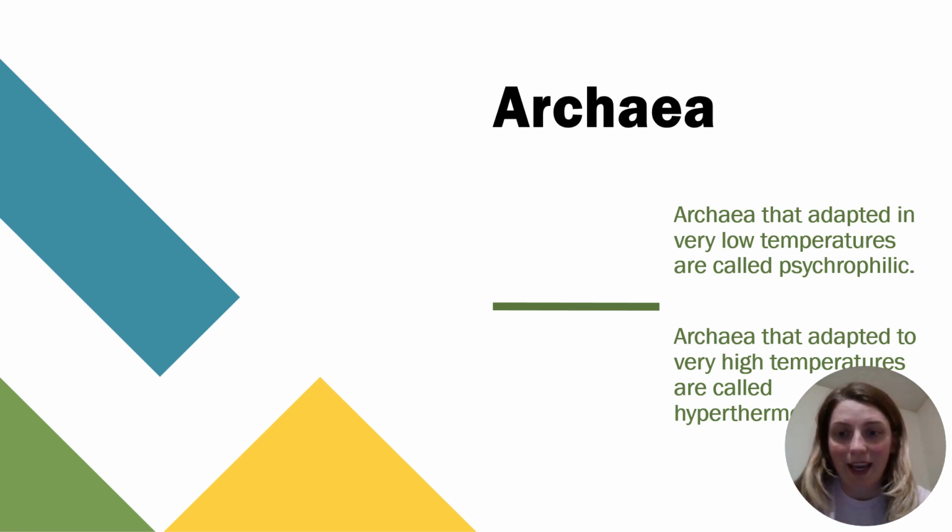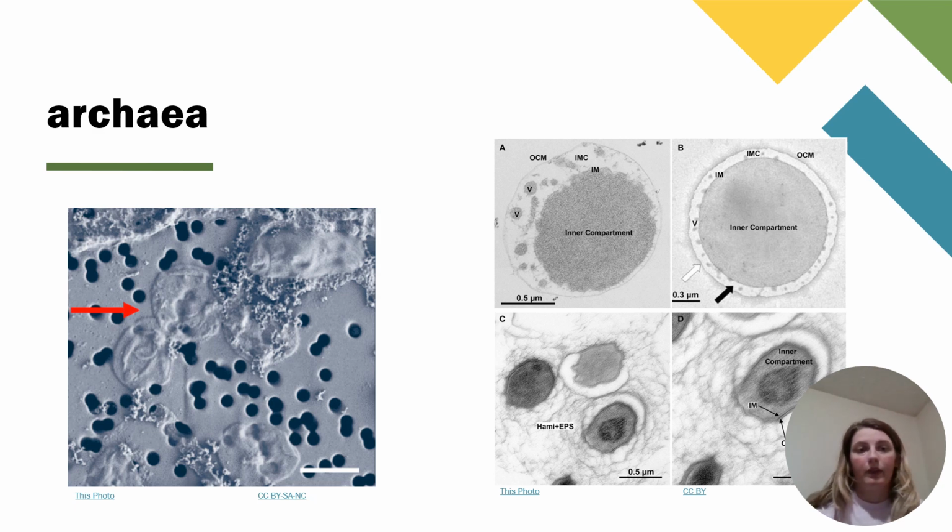Archaea that adapted to very low temperatures are called psychrophilic. Archaea that adapted to high temperatures are called hyperthermophilic. This is just pictures of Archaea that I looked up. This is Archaea under a microscope. This is also Archaea under a microscope. It just shows different pictures.